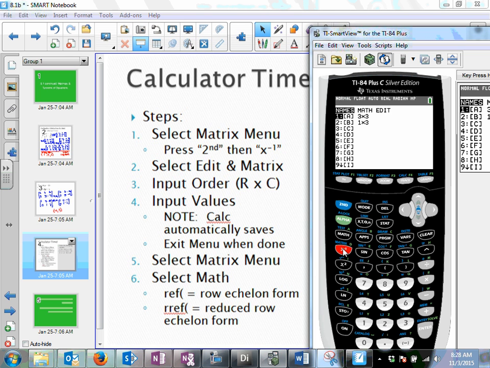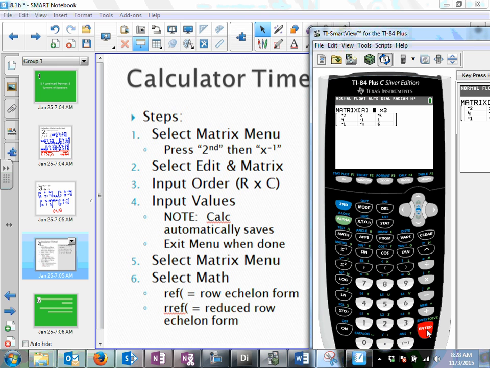Okay. The next thing we're going to do is we're going to edit a matrix. Anytime you want to put a matrix into your calculator, we need to edit it. So you're going to arrow over to edit, and we're going to choose a matrix to edit. So I'm going to choose matrix A. You can see that you can put as many matrices in your calculator as you want to. Okay. Right now we're going to work with one at a time.